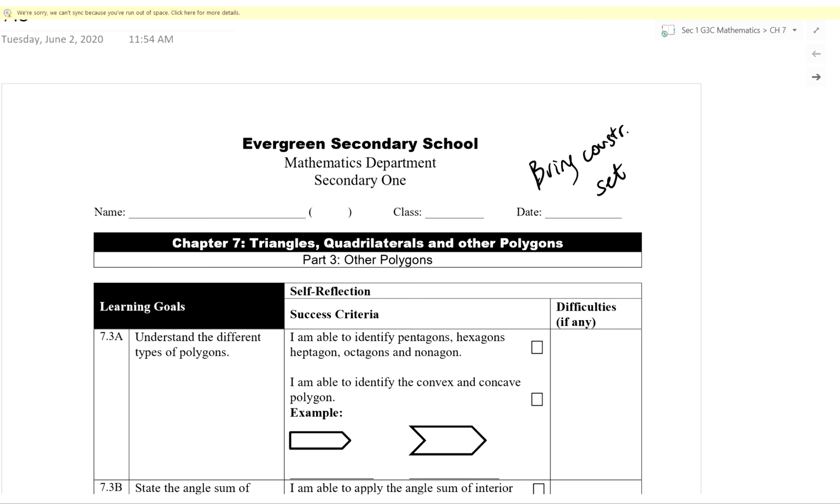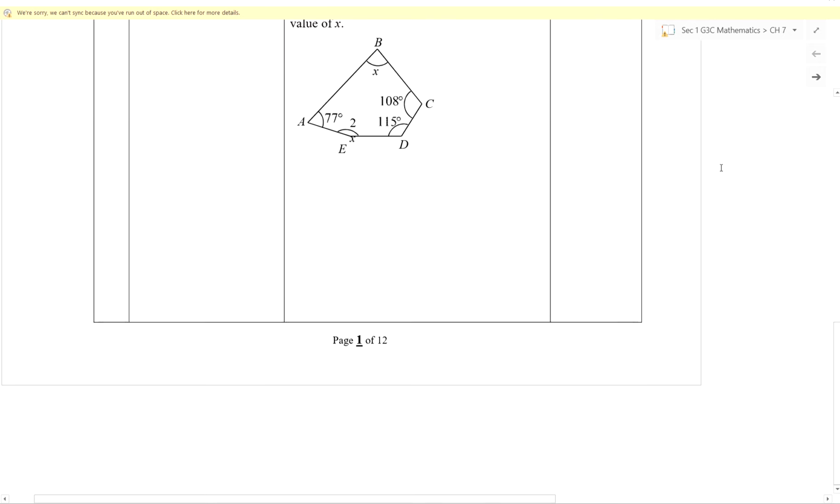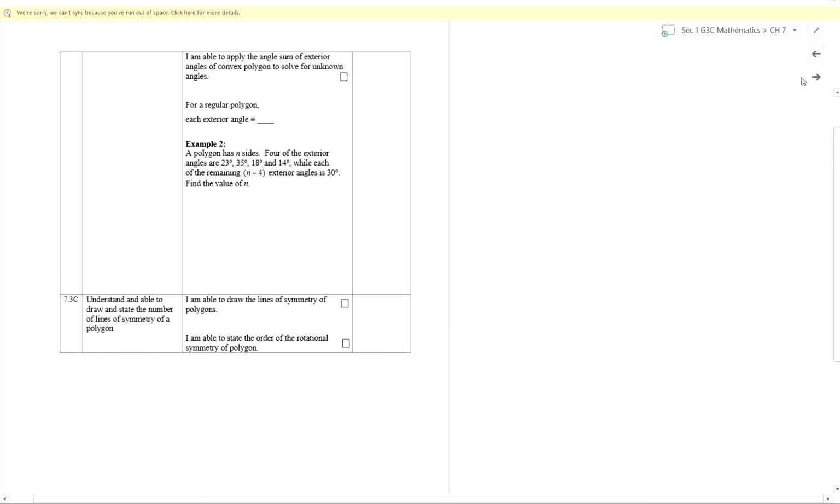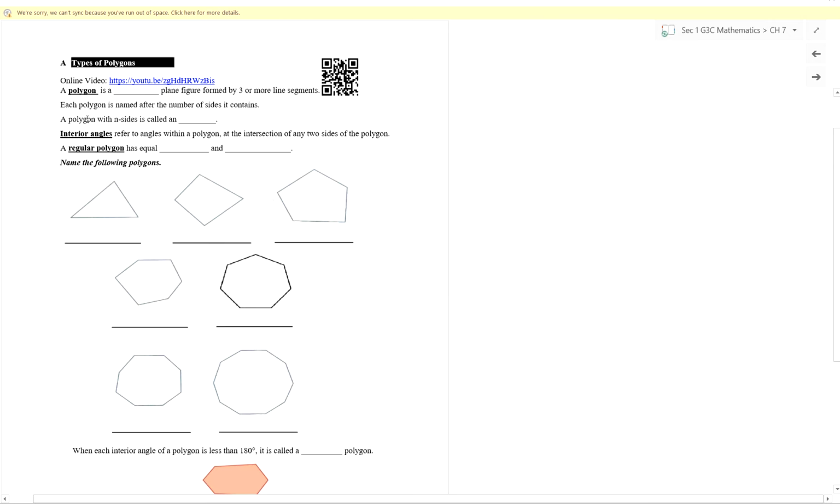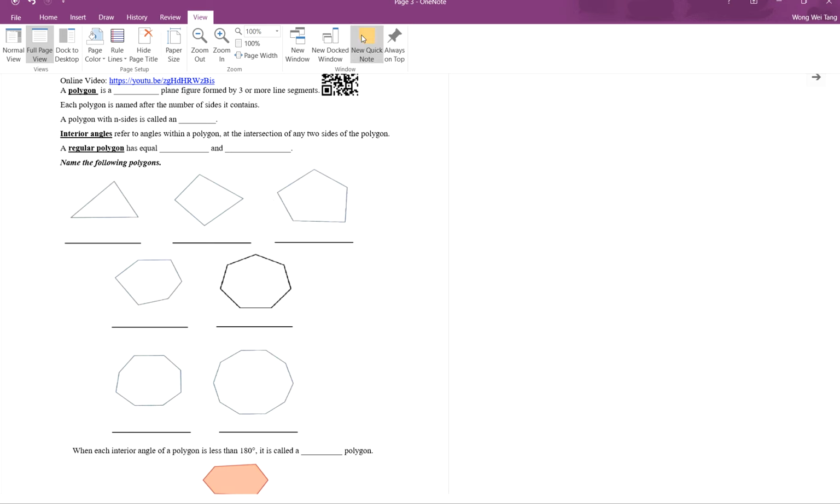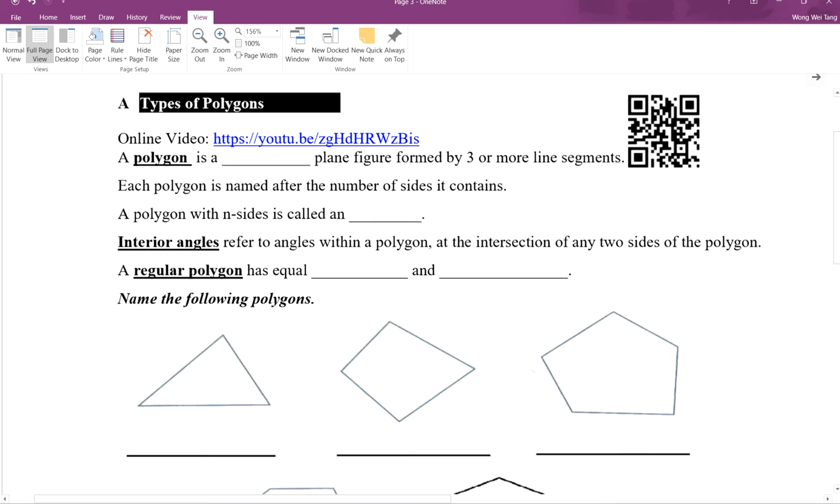Okay, so we have covered some of the polygons already, including triangles and quadrilaterals. Now we are moving on to other polygons, and they include polygons with many different sides. Okay, so now, what exactly is a polygon? So please follow me for the lesson.